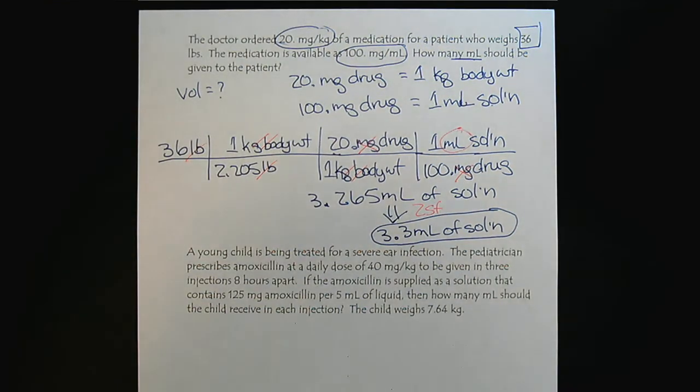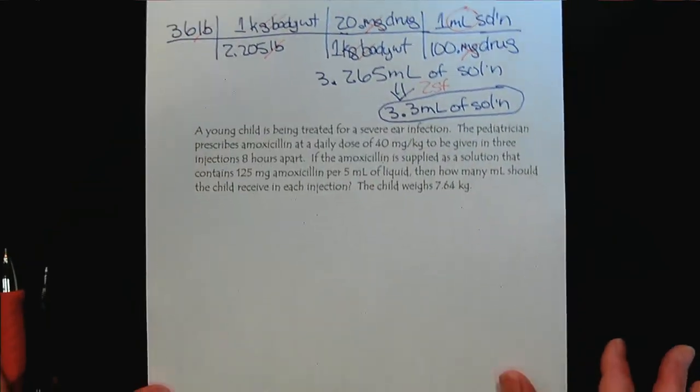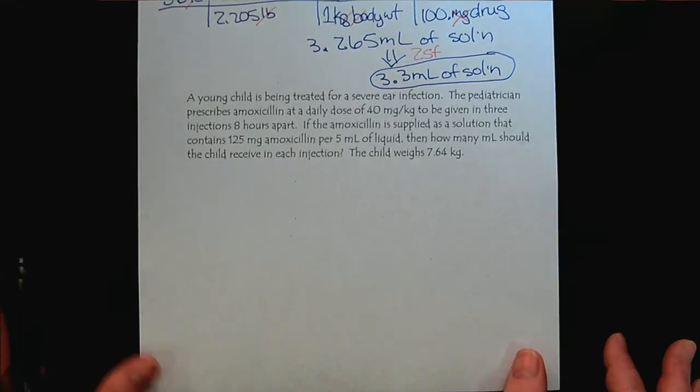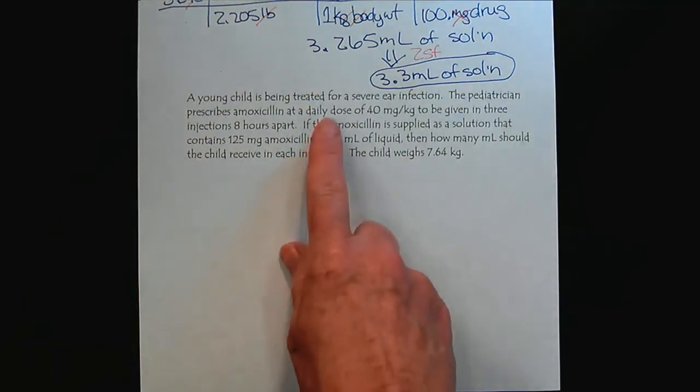Okay. Now let's move on to the next question. Slide this up so we have a little more room. Alrighty. A young child is being treated for a severe ear infection. The pediatrician prescribes amoxicillin at a daily dose of 40 milligrams per kilogram to be given in 3 injections 8 hours apart. All right, so this is a really powerful statement.